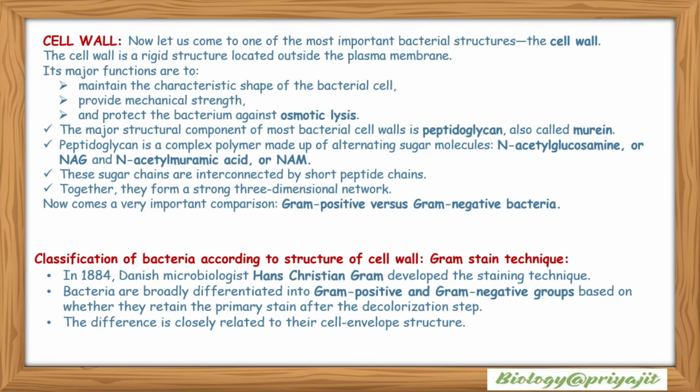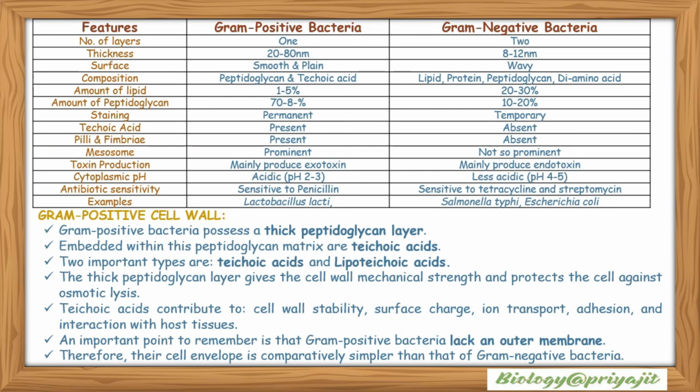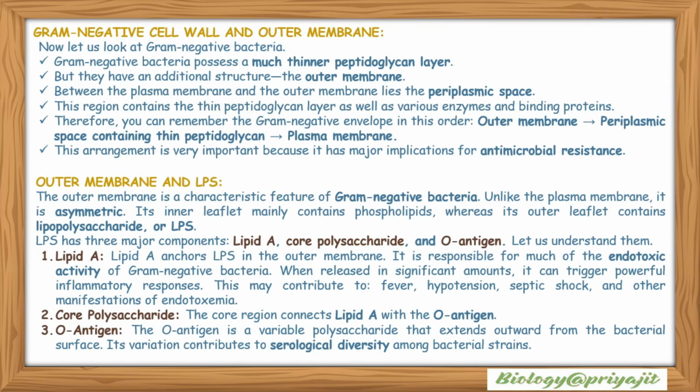Now comes a very important comparison: gram positive versus gram negative bacteria. In 1884, Danish microbiologist Hans Christian Gram developed the staining technique. Bacteria are broadly differentiated into gram positive and gram negative bacteria, depending on whether they retain the positive stain after the decolorization step. The difference is closely related to their cell envelope structure. These are the differences between gram positive and gram negative bacteria. These are the characteristics of the gram positive bacterial cell wall. This is the gram negative cell wall.